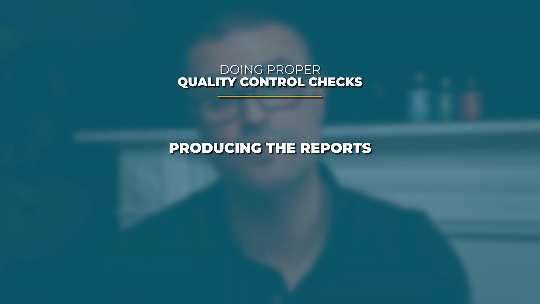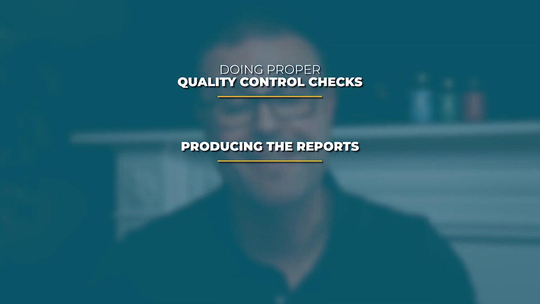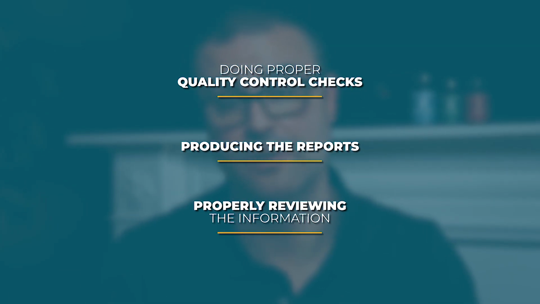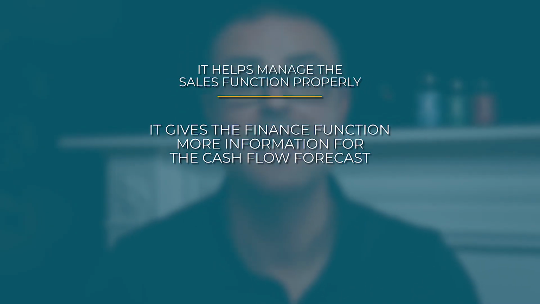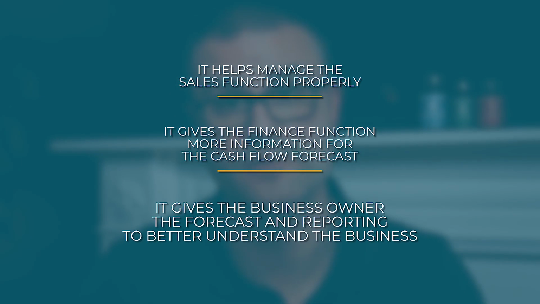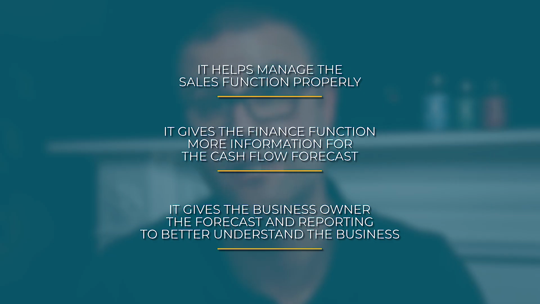The key here is that you must work with your teams to help them understand the importance of this information. The sales manager or sales director must be all over this, and they must make time to ensure that they are doing proper quality control checks on that CRM system, that they are producing these reports or that the reports are being produced for them, and then that they are properly reviewing this information. It helps the sales manager manage the sales function properly. It helps the finance function have more accurate information to plug into their cash flow forecast. And it helps you as the business owner get the forecasting that you need and the reporting that you need to understand precisely what is happening in your business.